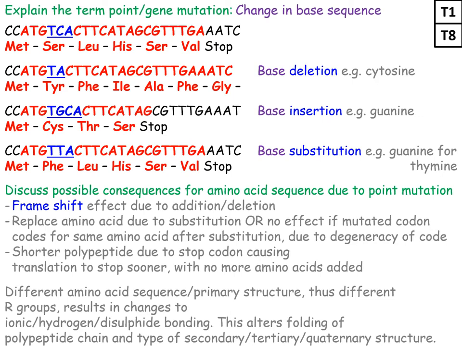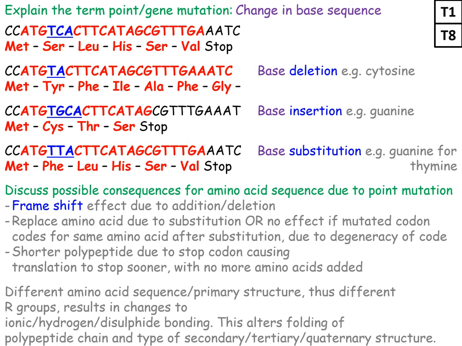The replaced amino acids is due to substitution. However, it could have no effect if the mutated codon codes for the same amino acid after substitution due to the fact that there's degeneracy of the code. Obviously, shorter polypeptides can form if there's a stop codon because translation ends sooner, no more amino acids added. The whole effect is that there's going to be a different amino acid sequence or primary structure because there are different R groups of those amino acids involved.